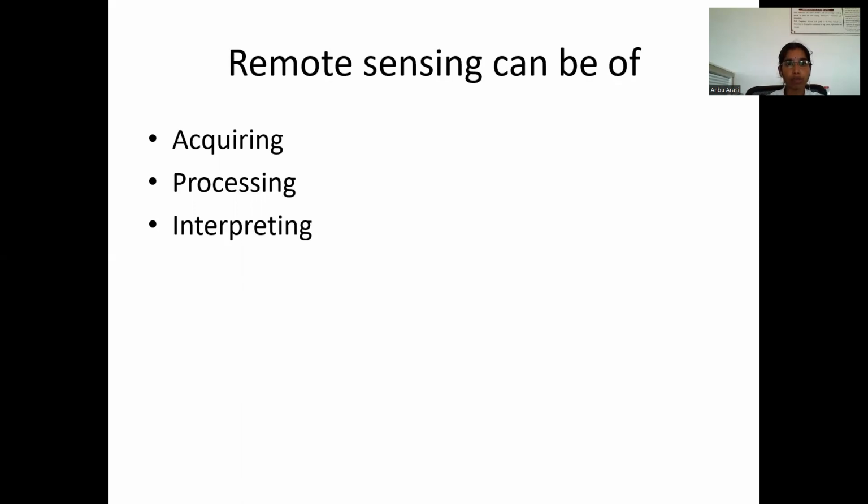Remote sensing involves acquiring, that is, technology employed like satellites, aircraft, and processing, that means converting raw data into images. And finally, interpreting. Interpreting means giving meaning to the processed data.